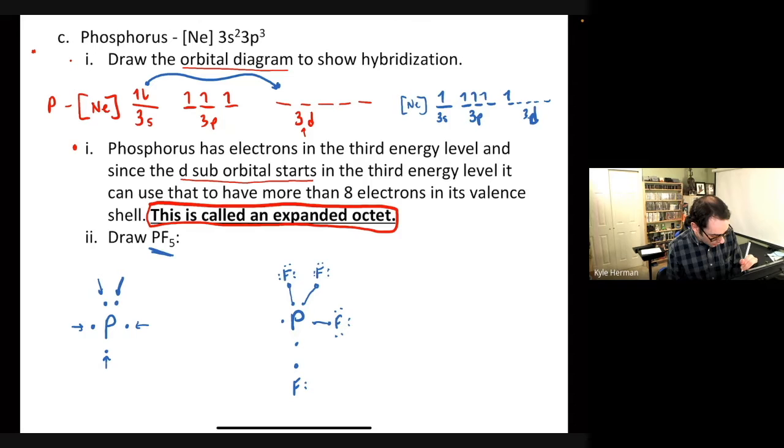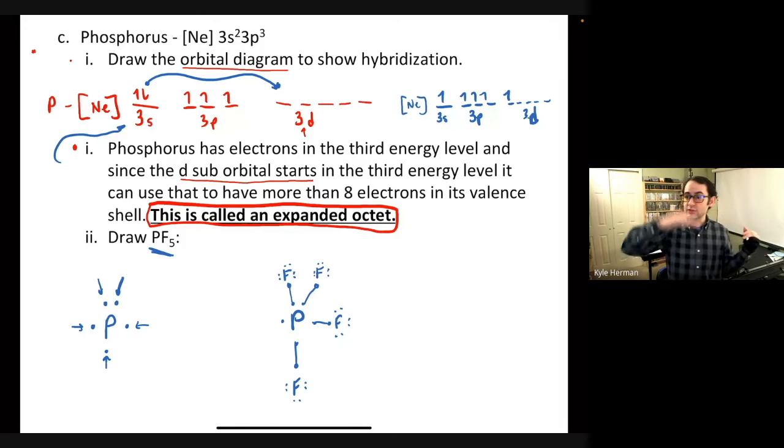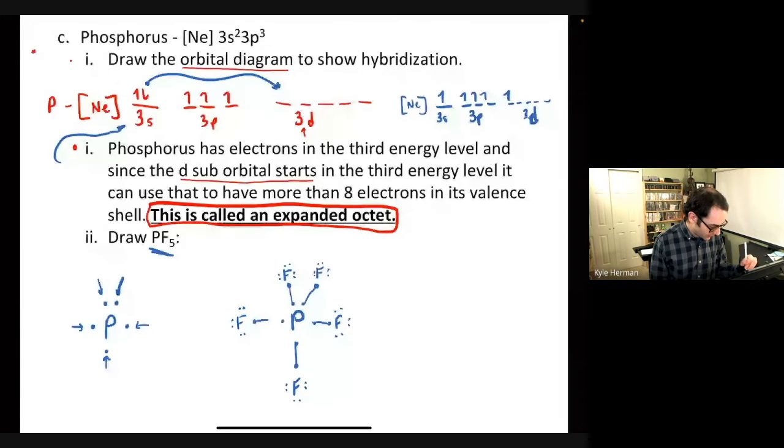Now, it works with phosphorus because phosphorus is in the 3rd energy level. This would not work with nitrogen because nitrogen's in the 2nd energy level. It doesn't have access to the d's. There's no d's in the 2nd energy level. So you would end up with this here, and this has its own shape, but we're not going to talk about its shape this year. We're going to keep to the 6 shapes we've already talked about.